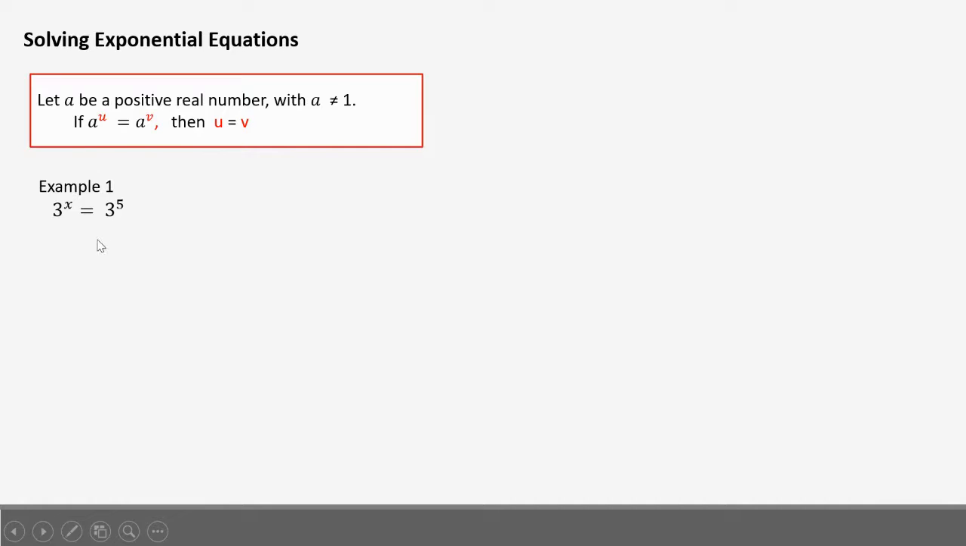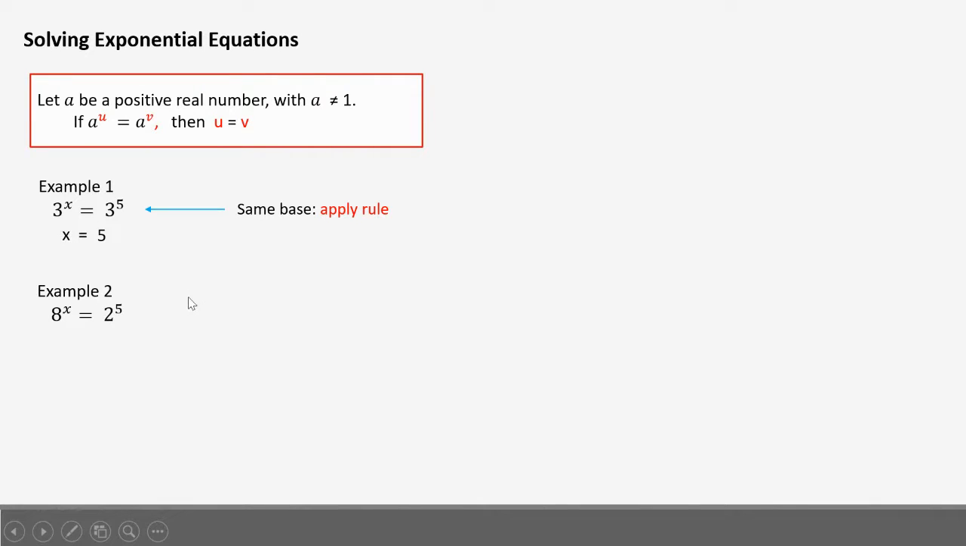Example 1. If we notice, the bases are the same, right? 3 and 3. Which means same base, we can apply the rule. So if you have the same base, then the exponents must equal each other. So x must equal 5 for that to be true. Very, very basic. But at times, they don't have the same base, so we have to do something to get the same base to apply this property here.